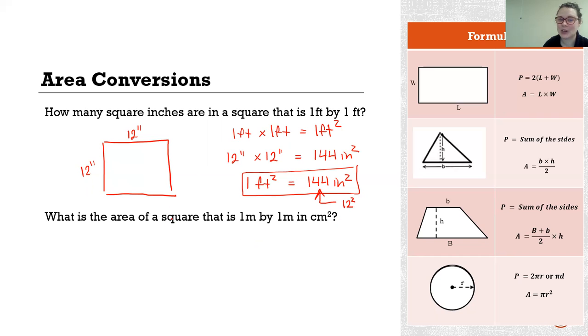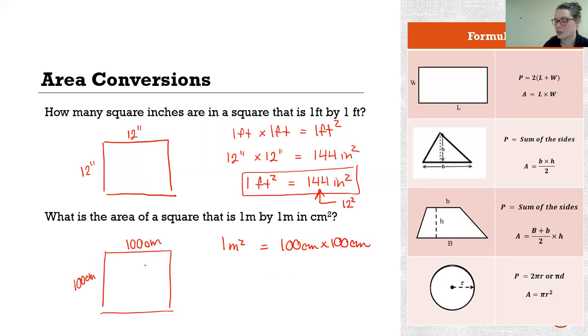Let's look at one more. What is the area of a square that is 1 meter by 1 meter in centimeters squared? So we have 1 meter, which is 100 centimeters, another meter, which is 100 centimeters, just converting them. So 1 meter squared is equal to 100 centimeters times 100 centimeters. Our length times our width, which is equal to 1 and 4 zeros, so 10,000 centimeters squared.